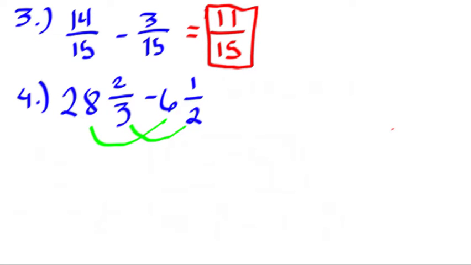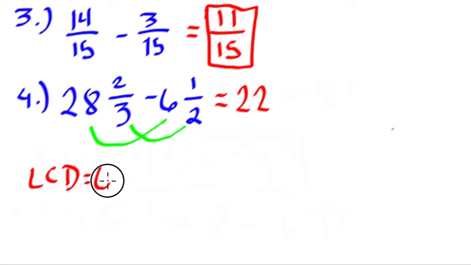no problem regarding that. So 28 minus 6 is going to give us 22. Okay, 22. And then 2/3 minus 1/2, we need to find their LCD. So 2 times 3 is 6, so this must become 6. 6 divided by 3 is 2. 2 times 2 is going to give us 4. So this will become 4 over 6. Minus 1/2: 6 divided by 2 is 3. 3 times 1 is 3. So that's 3 over 6.